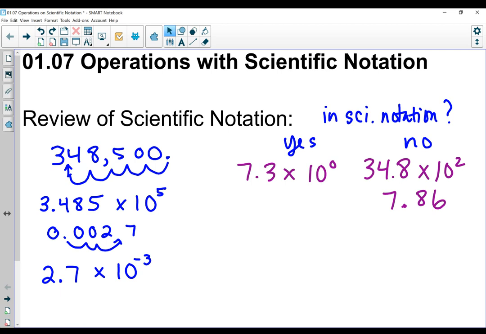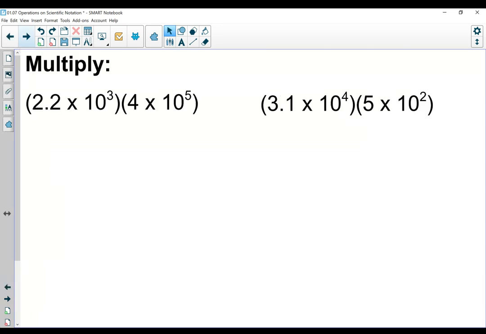So sometimes we need to do operations on scientific notation. So remember, operations is when we add, subtract, multiply, and divide in math. That's what we commonly think of as our basic operations. So we're going to try to figure out the easiest way to multiply these. I mean, one way would obviously be to go through and write out what 2.2 times 10 to the 3rd is, make it a standard form number, a big number. Do the same thing with 4 times 10 to the 5th, write it all out, multiply them, and then convert it back. But in math, we're always trying to figure out an easier way.